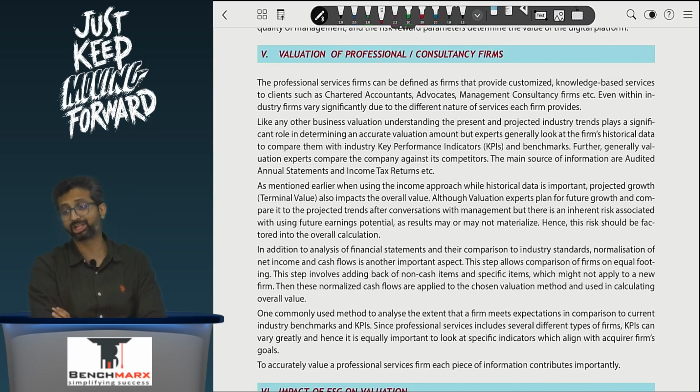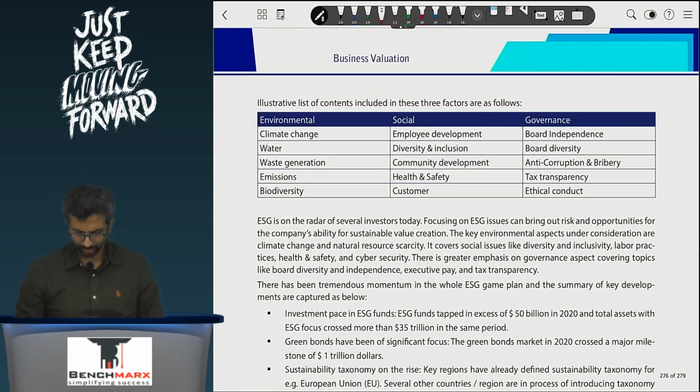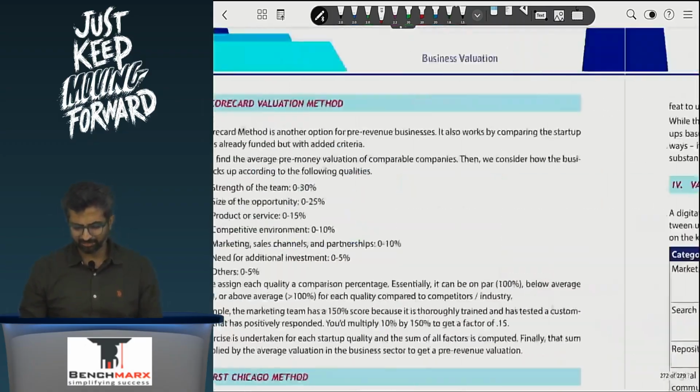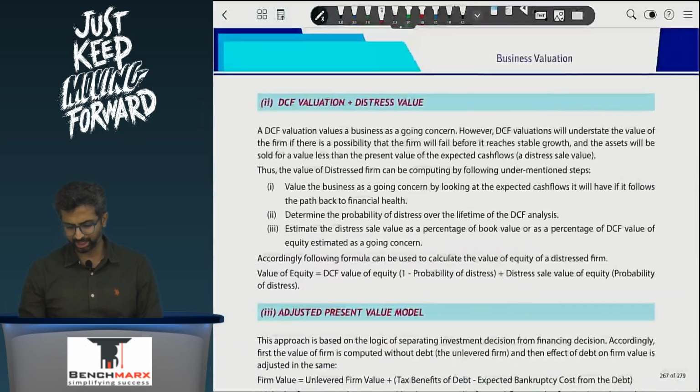environmental, social and governance. So over here, you will look at the ESG factors and either adjust the cash flows depending on how your ESG score is, or you adjust the discount rate based on how your ESG score is. Are we clear with this? Yes? Ajay, so these are a few theory-level additions which are there for business valuation.